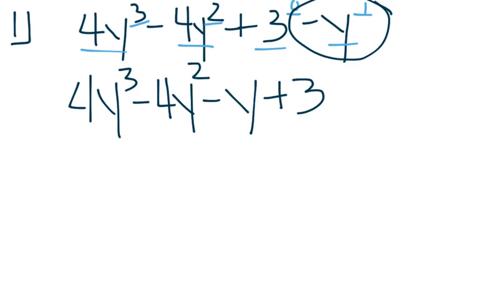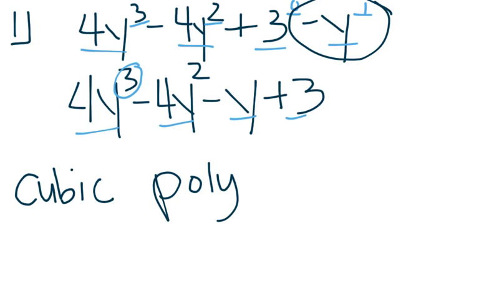It also says to name each polynomial based on its degree and number of terms. So a polynomial's degree is based on the term with the highest exponent, which is right here, 3. So whenever the highest exponent is a 3, it is a cubic. Okay? And there are 4 terms, 1, 2, 3, 4. So that means it is a polynomial. So we have a cubic polynomial with 4 terms.